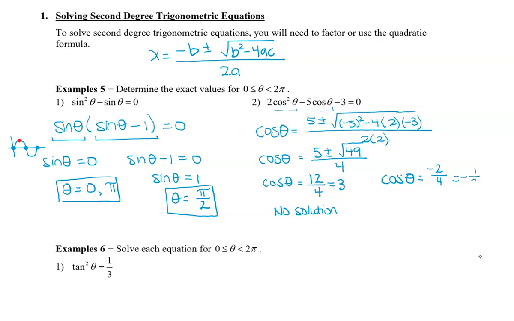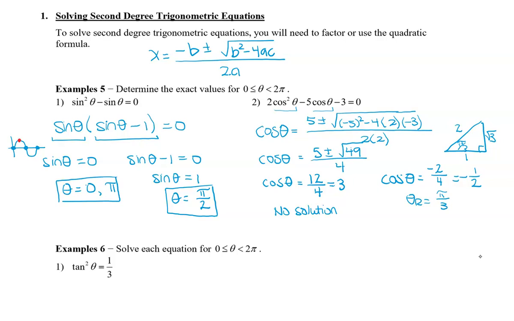This is negative a half. We're going to use our special triangles to solve. So this will be 1 and 2 root 3. So this makes this to be pi over 3. So that means our reference angle is pi over 3.